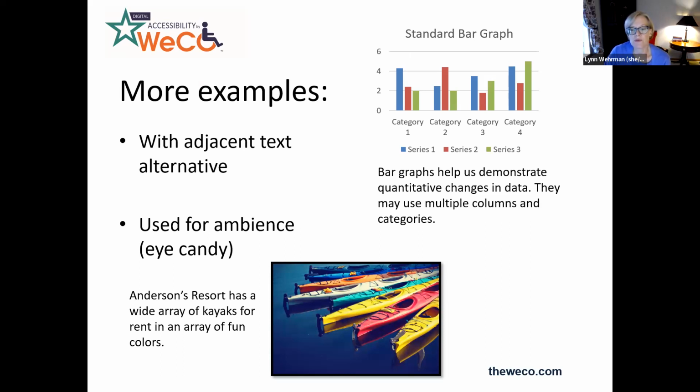This was very common for the accessible document and website work that I did for the government when I was in the early days of my accessibility career. So we used many, many complex charts and graphs. And the page we're demonstrating today says bar graphs help us demonstrate quantitative changes in data. They may use multiple columns and categories. So this is essentially a description that goes beneath a bar graph.